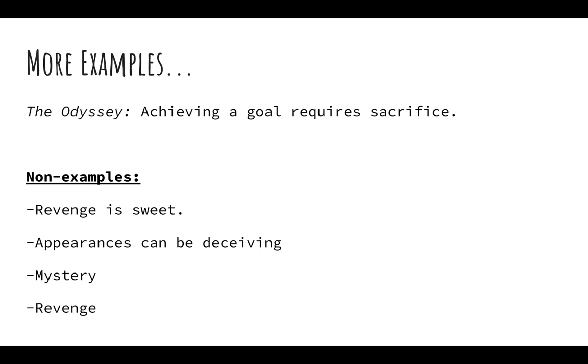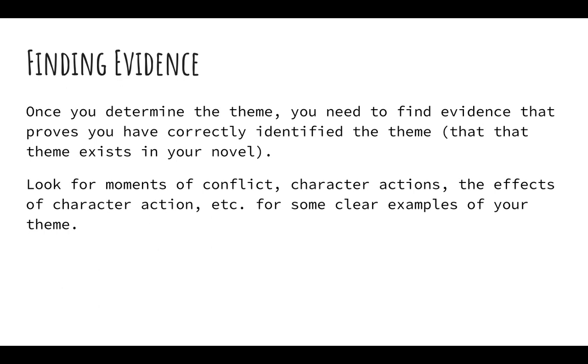So that is it for talking about theme. We're going to briefly go over selecting evidence, and then you are good to go. So once you determine your theme, you're going to need to find 3 pieces of evidence that proves that you have correctly identified the theme, right? You're giving proof that the theme actually exists in your specific novel. My recommendation for that is look for moments of conflict, look for character actions, look for the effects of a character's actions. Those 3 frameworks to look through your book for will help you find some clear examples of theme.